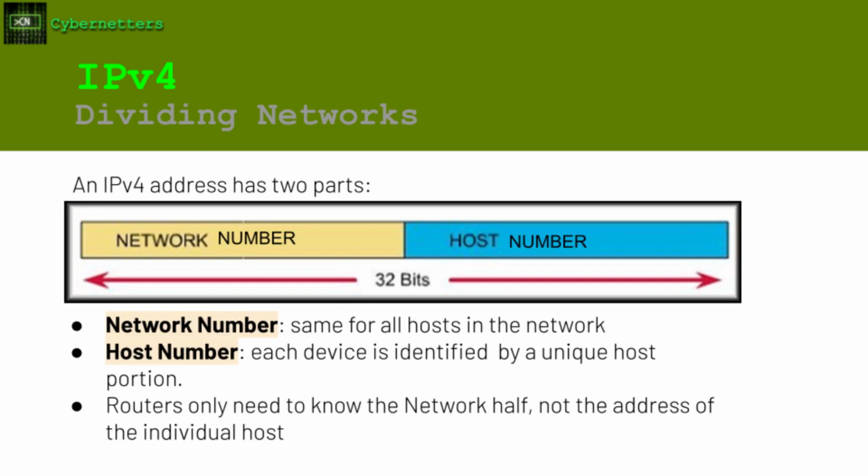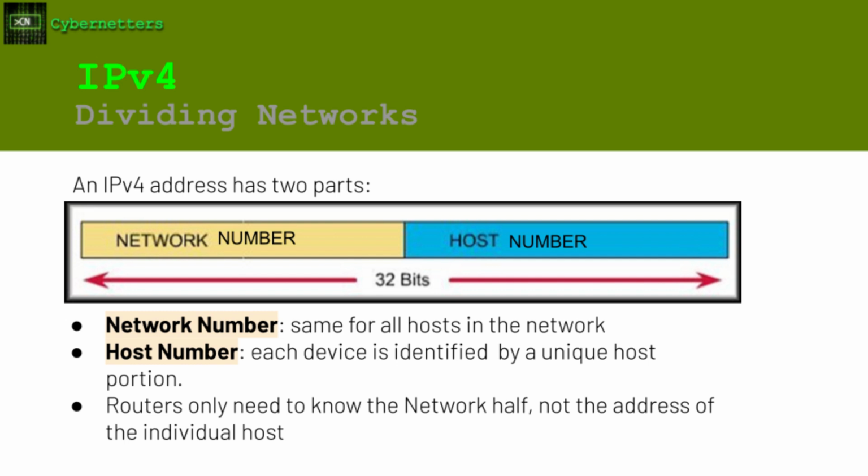So let's talk about how an IPv4 address is structured. As we mentioned earlier, an IPv4 address is 32 bits long and it's divided into 2 parts, the network number and the host number. The network number identifies the specific network. All devices in the same network share this part. So let's say our example of an IPv4 address is 192.168.1.5, assuming a /24 subnet. Let's say the network part is 192.168.1. So 192.168.1 would be the same for all hosts in the network.